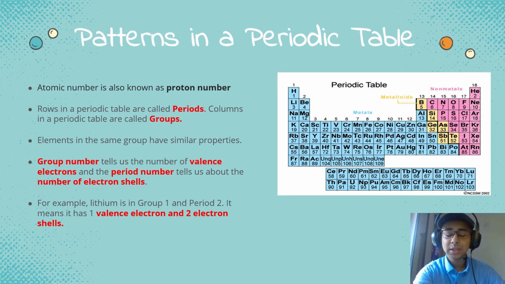Now, a very interesting thing to note down is that the group number tells us the number of valence electrons, and the period number tells us the number of electron shells. So, for instance, we take lithium. It is in group number 1 and has the period number 2. So, it has 1 valence electron and 2 electron shells.